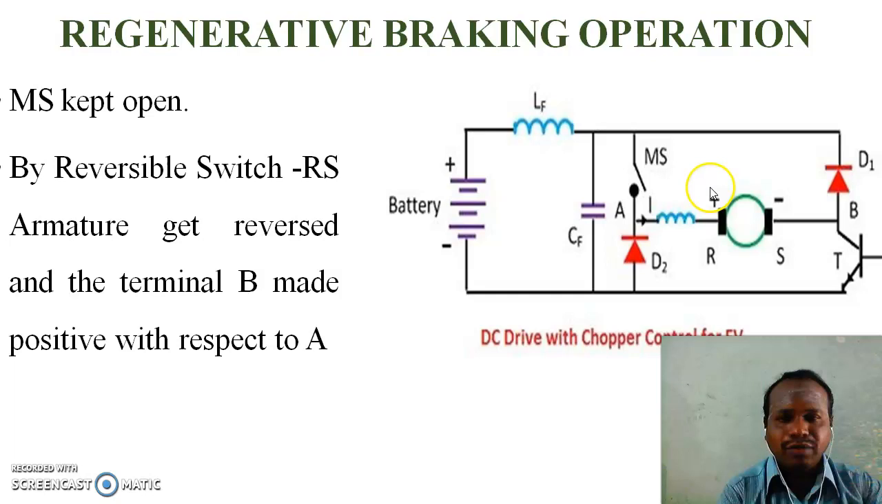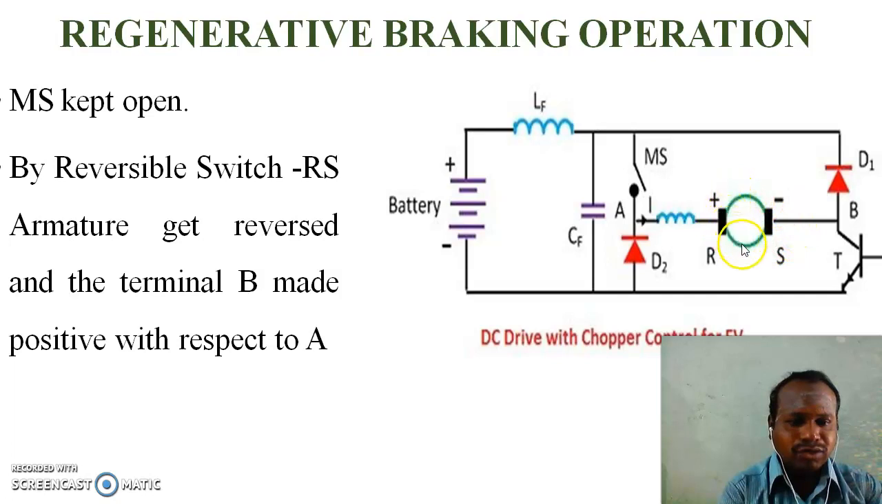Next, regenerative braking operation. During the regenerative braking operation, this manual switch is kept open. By the reversible switch RS, the armature gets reversed and the terminal B is made positive with respect to A. Previously, the terminal B was negative. In order to make a regenerative operation, using the reversible switch RS, the armature terminals are reversed and terminal B becomes positive.